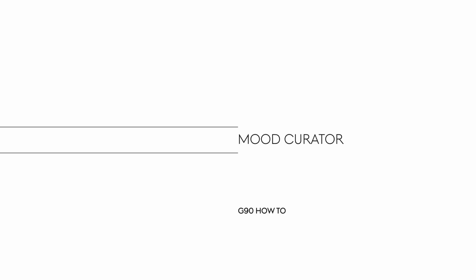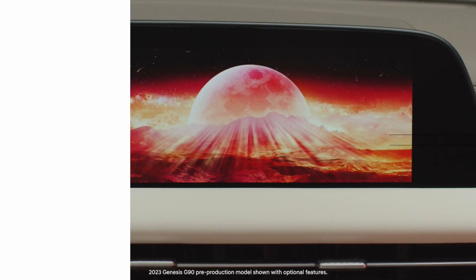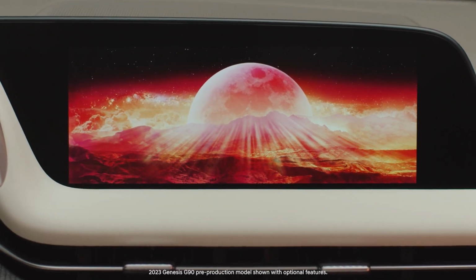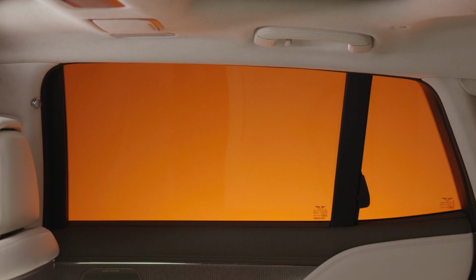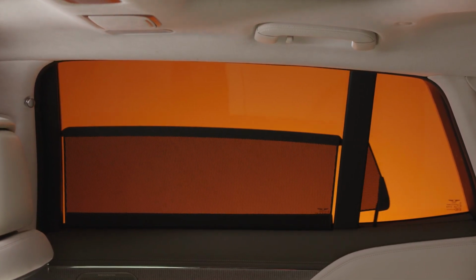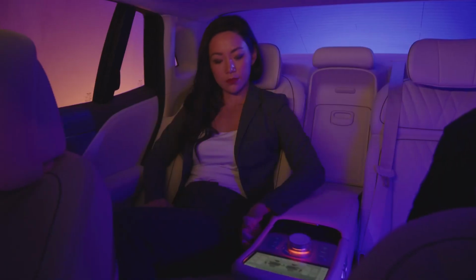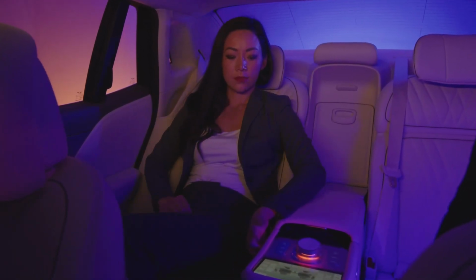This is the Genesis G90. Your G90 may be equipped with a Mood Curator that enables integrated control of ambient lighting, window shades, sound, fragrance, and massage functions to lift the mood of the vehicle passengers.